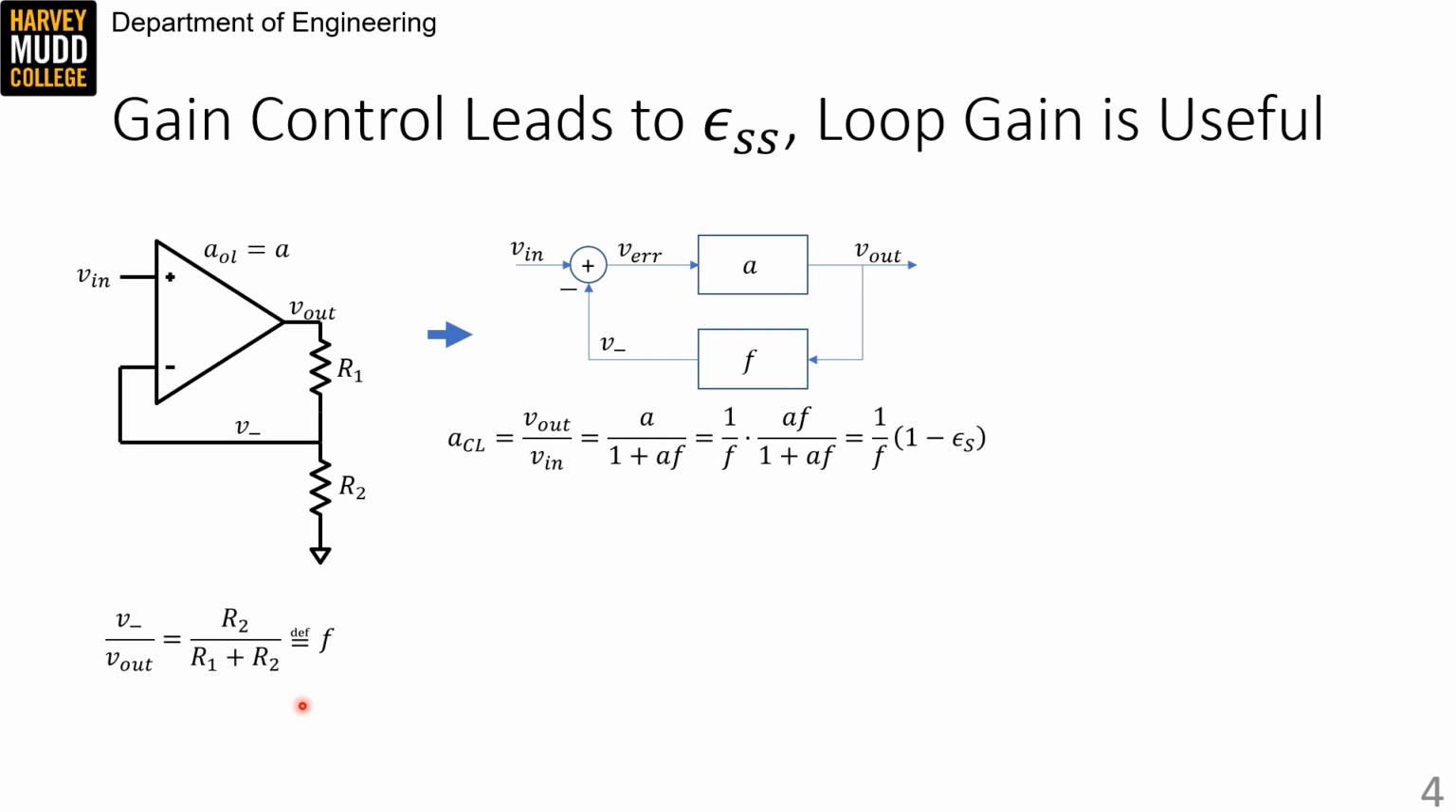So we can do a feedback analysis of this op-amp. The negative terminal is related to the output by the factor F, and the difference between the input and the negative terminal makes an error voltage that gets multiplied by A.